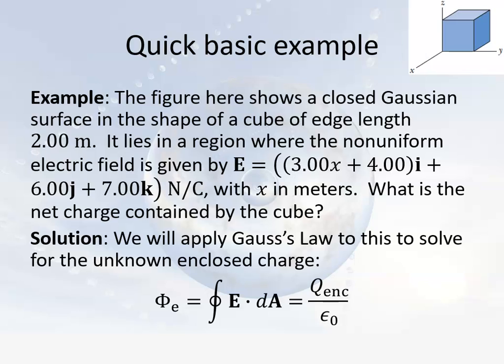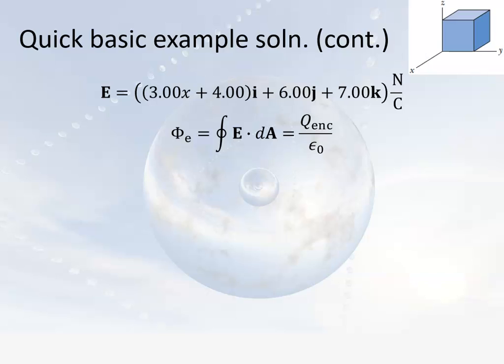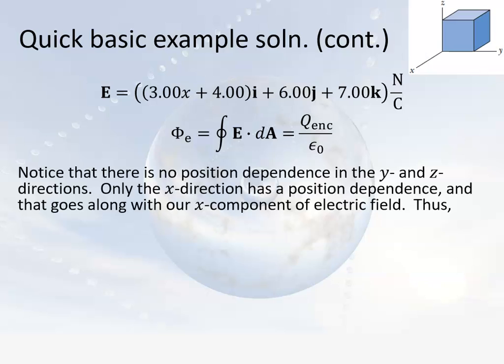So here we say, okay, start off with your given and your basic equation. The flux is equal to the closed integral of E vector dot dA vector, and that's equal to the enclosed charge over epsilon naught. Okay, well, let's figure out that flux. The electric field, after all, is given to us from the problem as (3x + 4) i plus 6j plus 7k in units of newtons per coulomb. And technically that should be 3x per meter plus 4i, etc. But you get the picture, so that the position units cancel when we plug in our x.